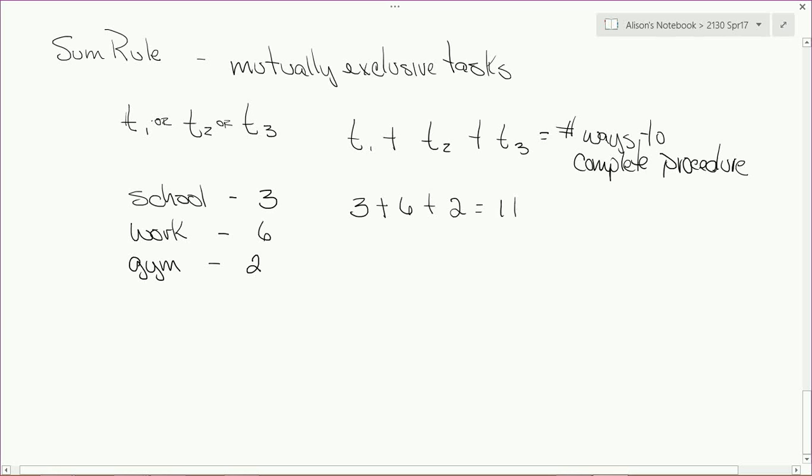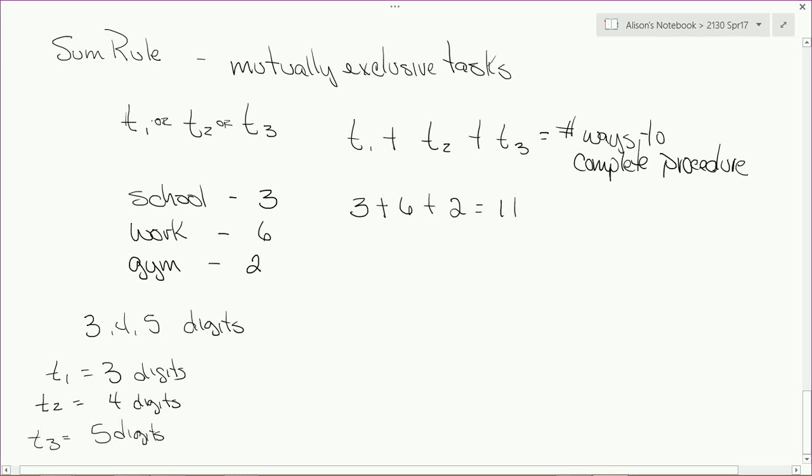So another example might be that you get a new debit card from your bank and they say, I want you to pick a number, a PIN number. And the PIN can be 3, 4, or 5 digits in length. How am I going to decide what are the total number of different PIN numbers that we can have? For this example, task 1 is going to be 3 digits in length. Task number 2 is going to be a PIN with 4 digits in length. And task number 3 is going to be a PIN with 5 digits in length.